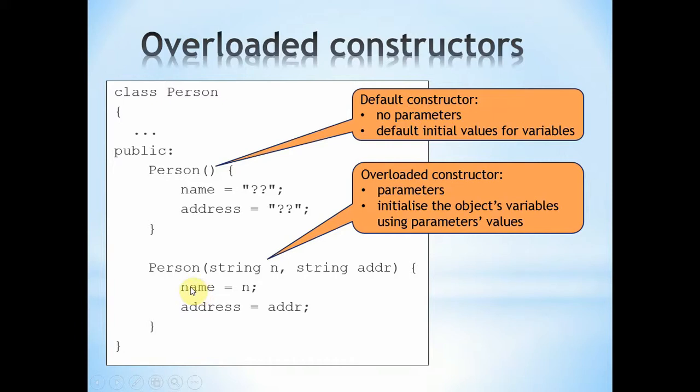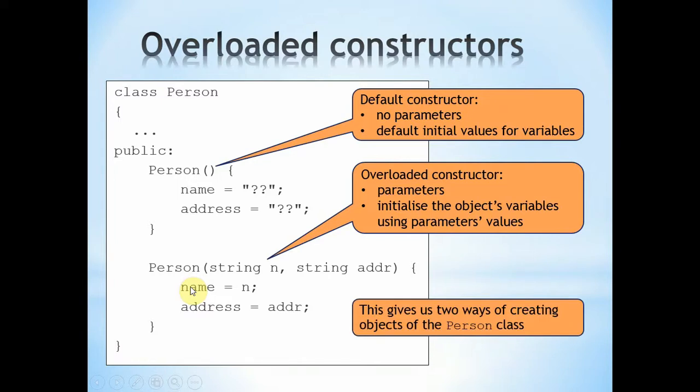We can have as many overloaded constructor methods as we want. We just have to make sure that the parameter list is different. Different in terms of number of parameters, and if we have the same number of parameters then we have to make sure that the types are different.